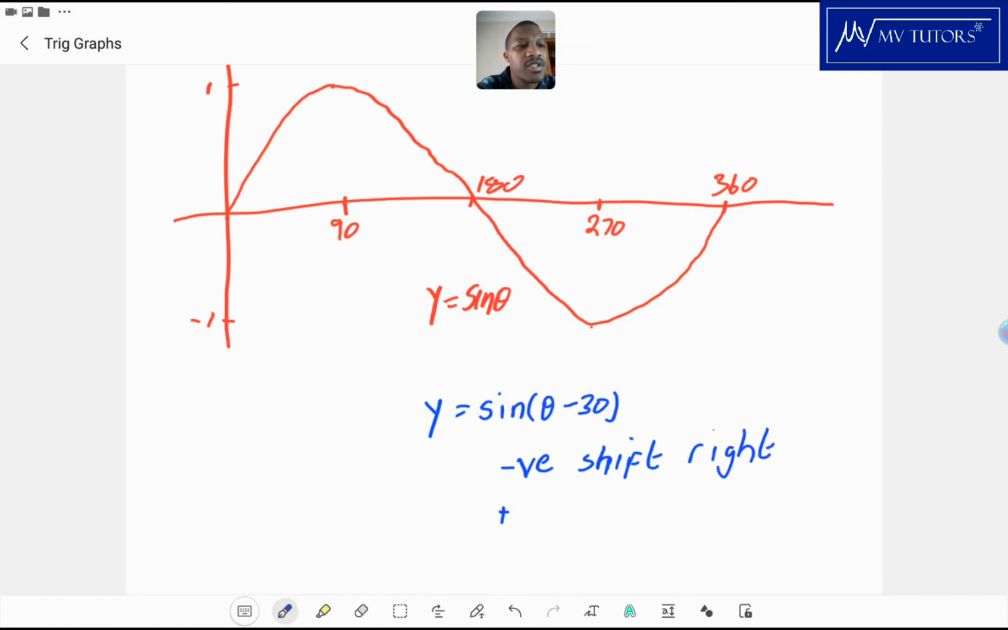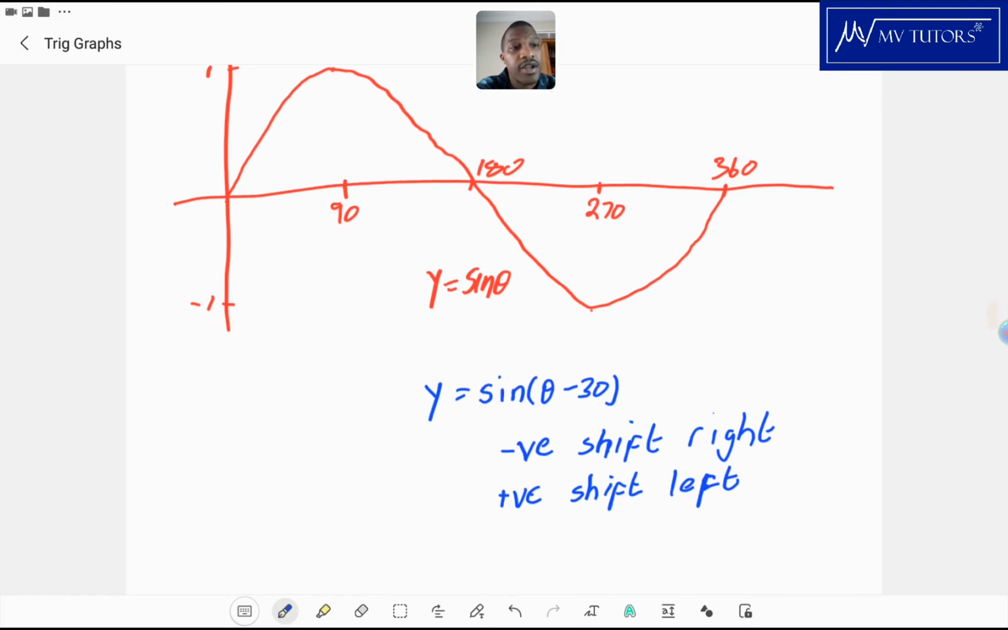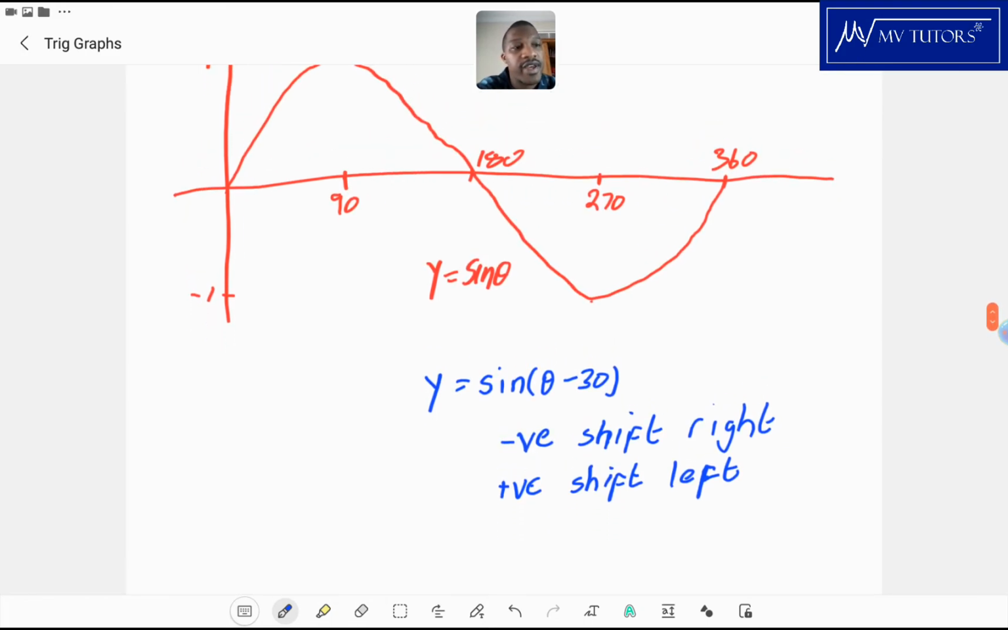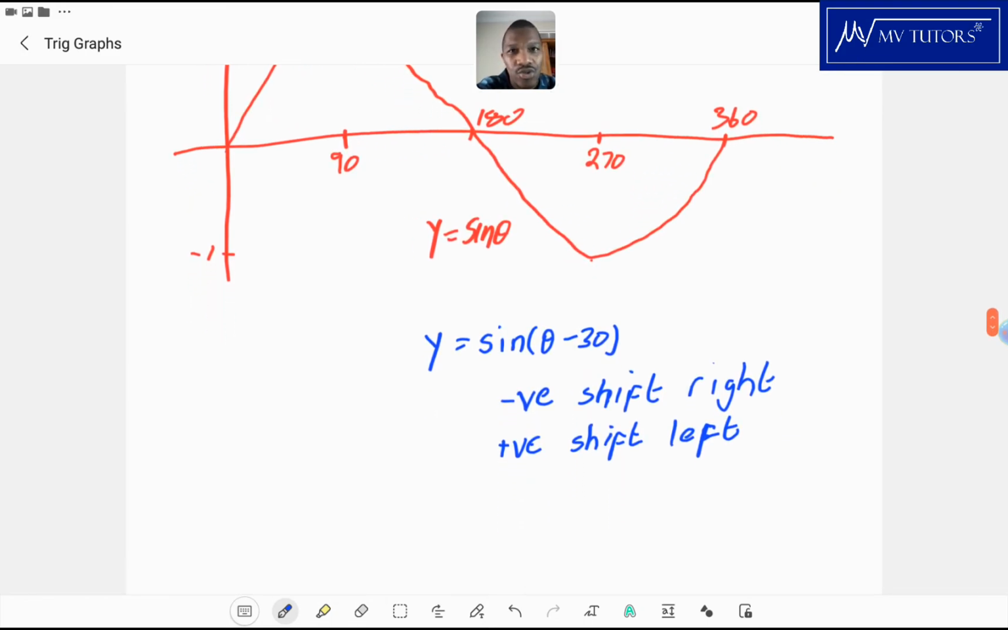If it's positive, it's a shift to the left. Yes, that is right. I know you thought it would be opposite of that, but think of it this way.